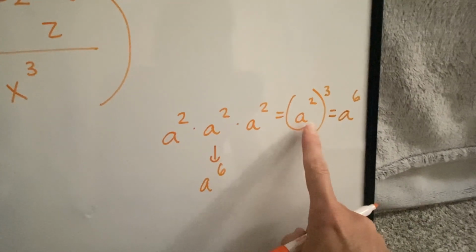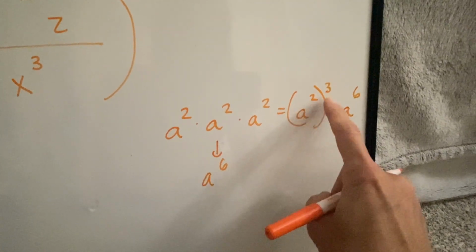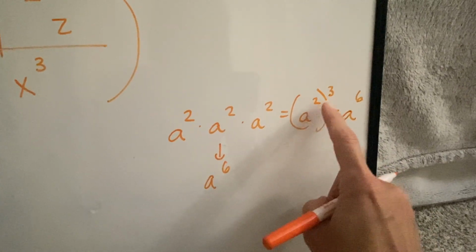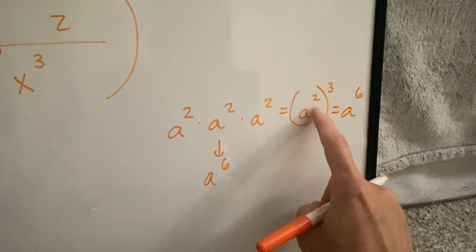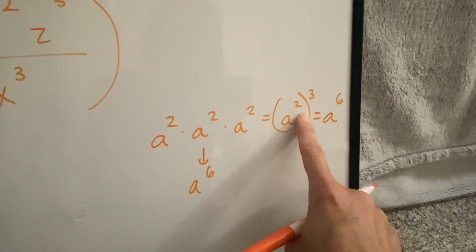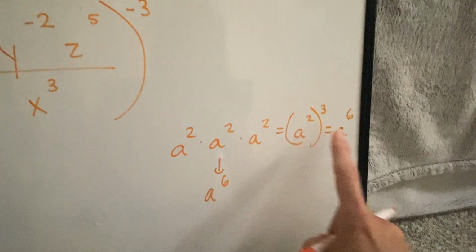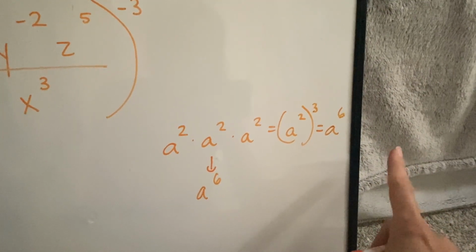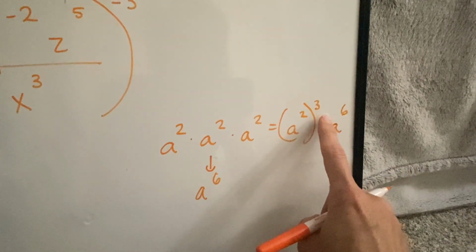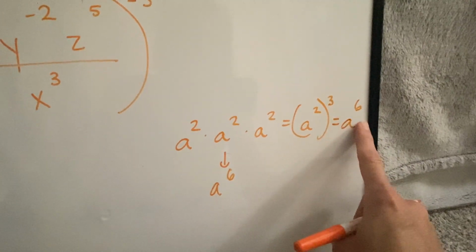So over here, when you have a squared raised to the third power, it's not 2 plus 3. What it is, it's 2 times 3. You're going to take the exponents times each other, not adding like we did here. You're multiplying when you raise a power to a power. So if the power is already there and you're raising it up, then you're multiplying. That's what it's called. So 2 times 3 is 6. So this is a to the 6th.